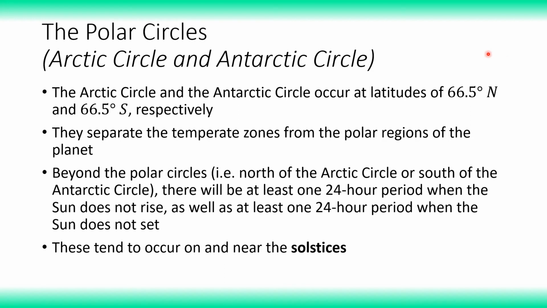So now we move on to discussing the polar circles. So this is the Arctic Circle and the Antarctic Circle. These two circles occur at latitudes of 66.5 degrees north and south of the equator. This respectively means that the first one here corresponds to the first thing there, and the second one here corresponds to the second thing there. So the Arctic Circle is 66.5 degrees north of the equator, and the Antarctic Circle is 66.5 degrees south of the equator. And these separate the temperate zones of the planet from the polar regions of the planet.